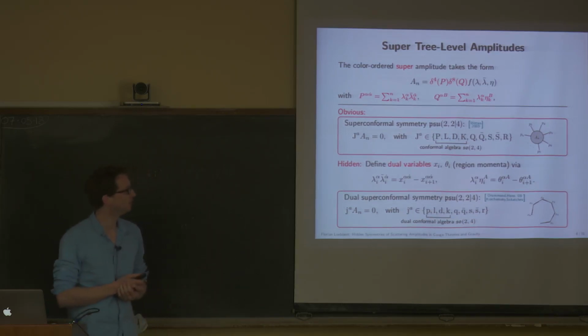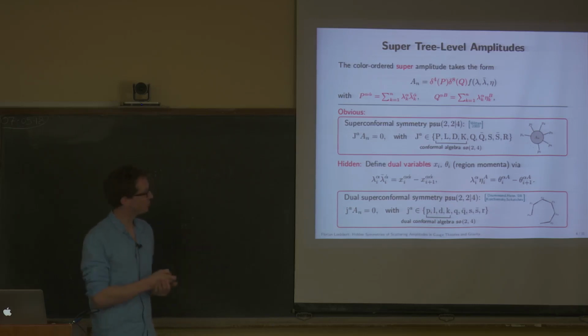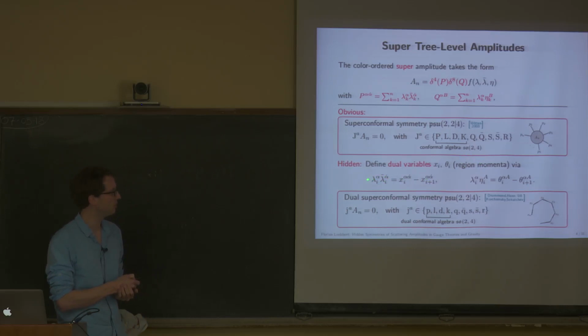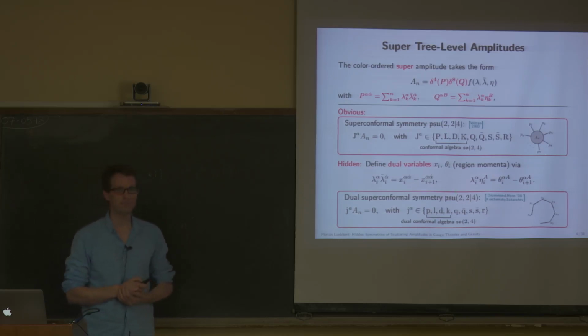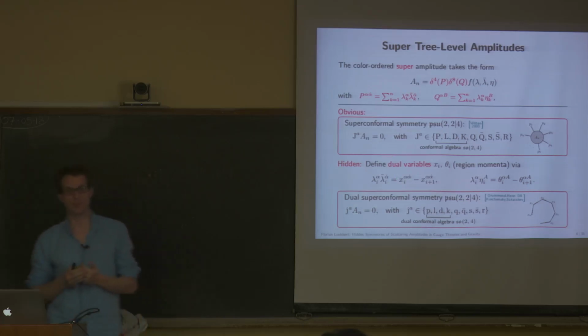So that's not surprising. A more surprising thing is that you can introduce such dual variables, so-called region momenta, by this relation here. So this is simply the momentum p_i, and then I find this x_i via this relation, so x_i minus x_{i+1} should equal the ith momentum. And I do the same for these super variables here. And then I can again write down a representation in terms of differential operators of this PSU2,2/4 algebra. And all of these here are simply local operators now just written in these variables. And again, these will annihilate the scattering amplitude.